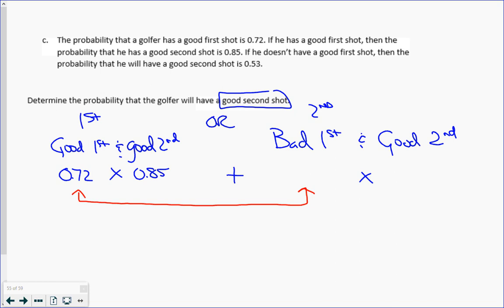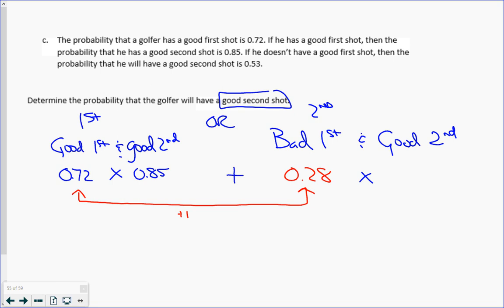I'll talk about it as percents. If he's got a 72% shot of having a good first, what's the probability of having a bad first? 28. Because they have to add up to 1. Right? You're either going to have a good first or a bad first. You're not going to kind of have a wishy-washy first. It's either great or not so great.